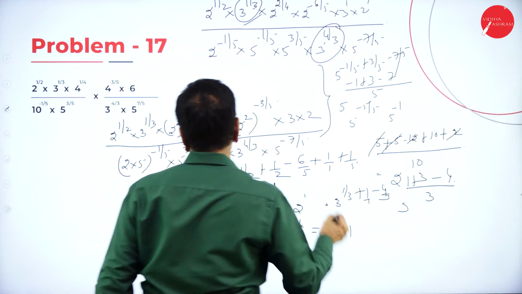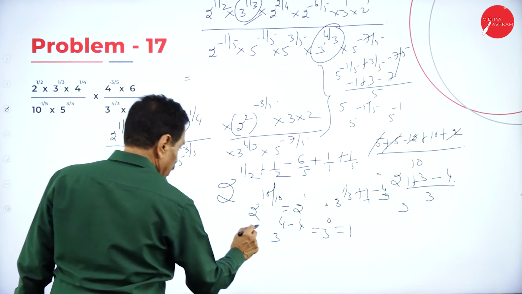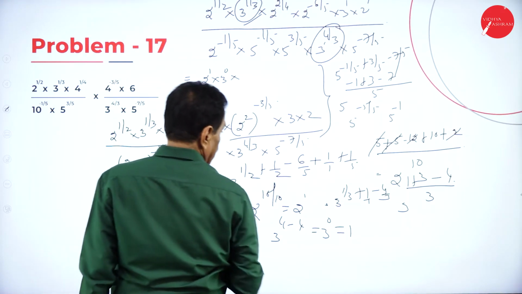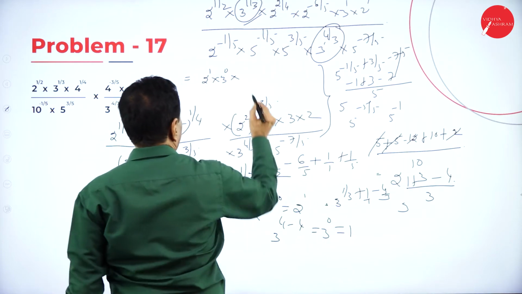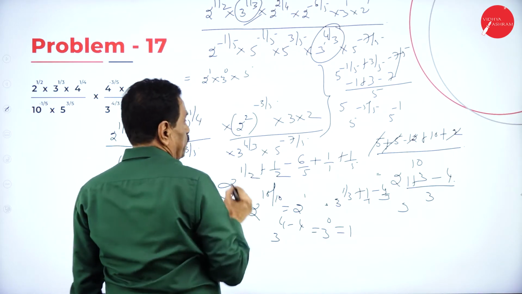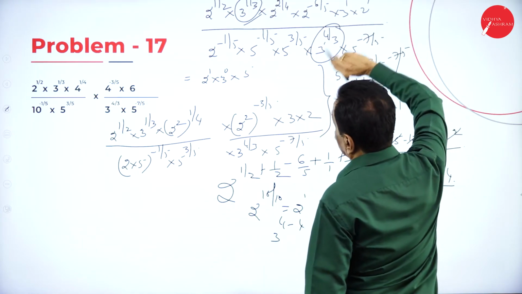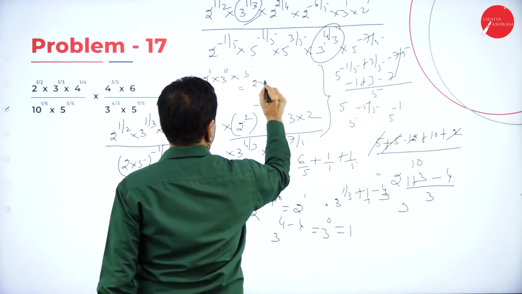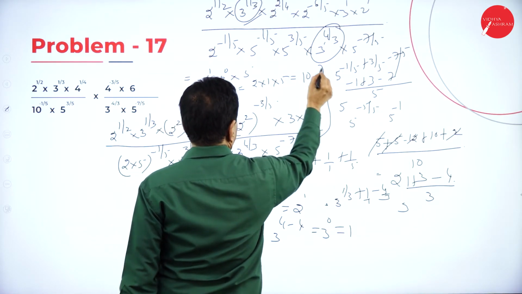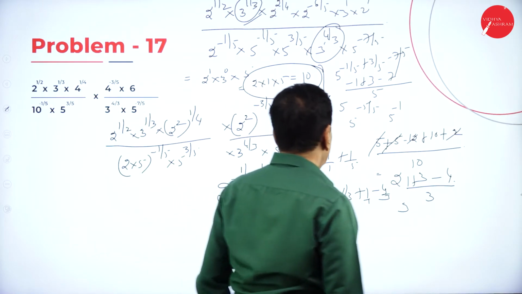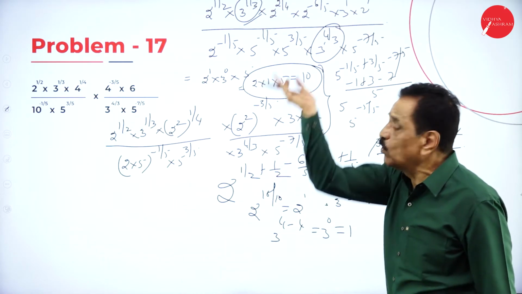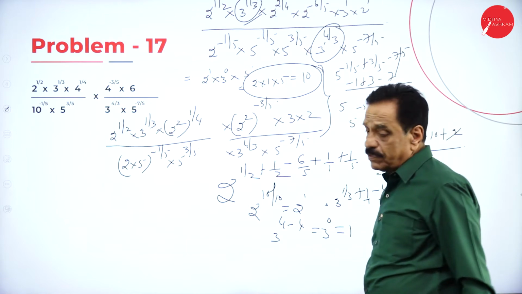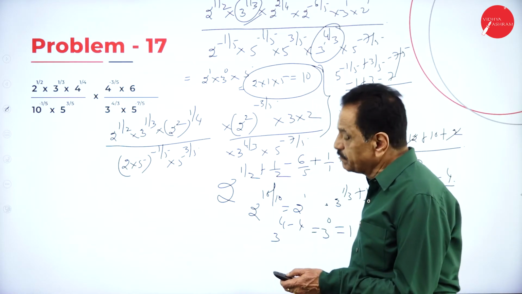If we come outside, what is left over now? 2 to the power of 1, 3 to the power of 0. Then 5 to the power of minus 1 will come as 1 by 5. If we bring it outside, it becomes 5. So this is 2 into 1 into 5 is equal to 10. So 5 to the power of minus 1, if we take outside, becomes the 5. So it becomes 2 to the power of 1, 3 into 5 is 10. We'll move on to the next problem now.